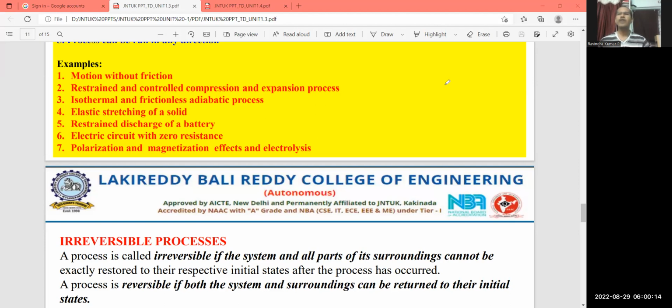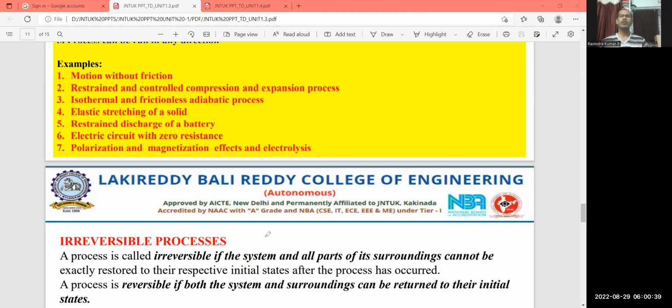In the last class, we discussed the system, change of a system, path, process, and cycle. After that, in depth, we went into the reversible process and the irreversible process. Once again, recapitulating the contents of the last class.